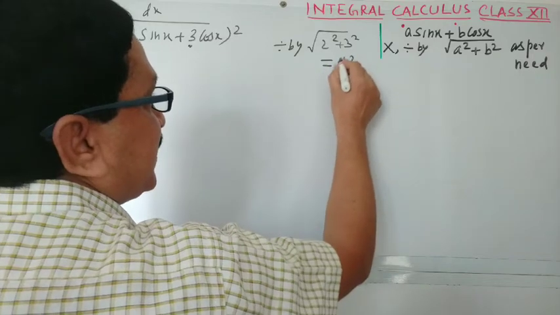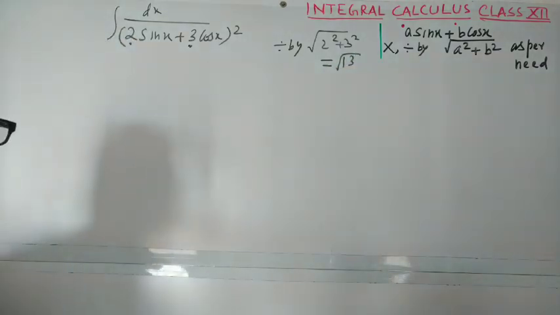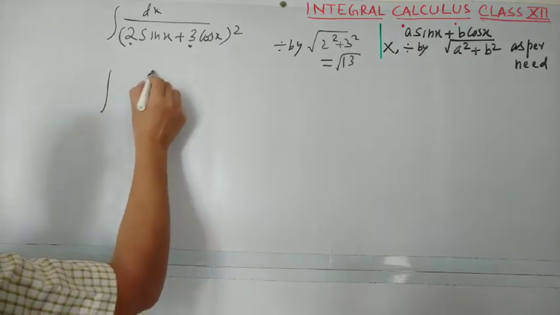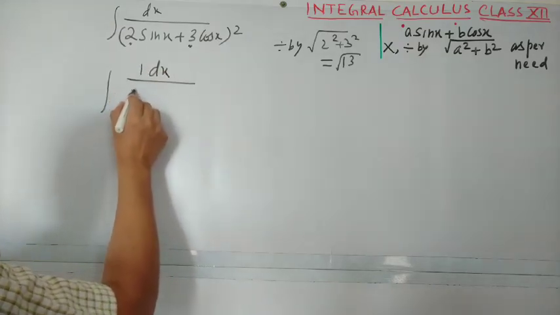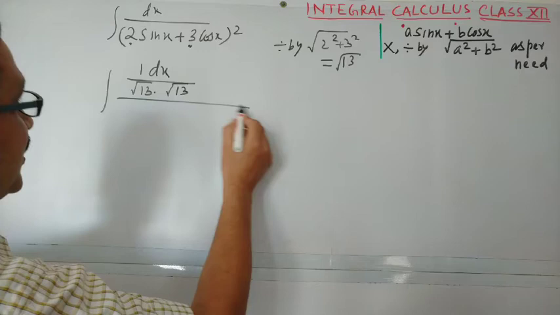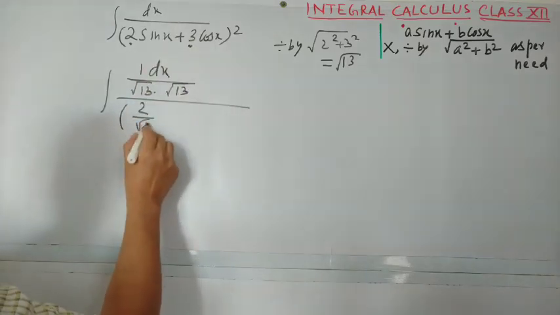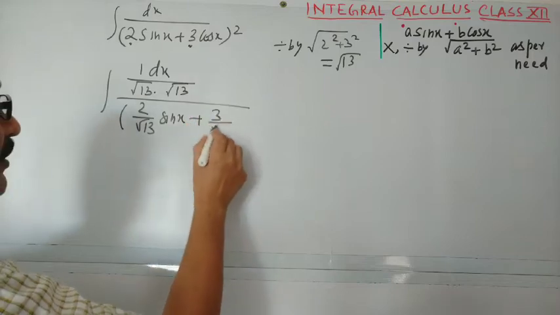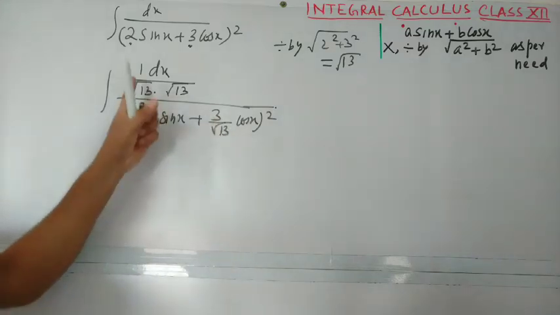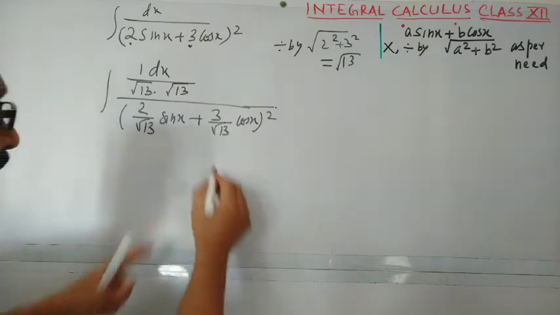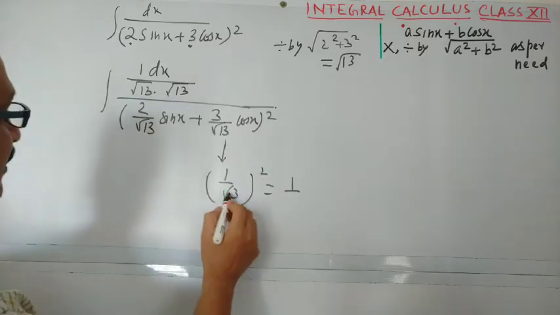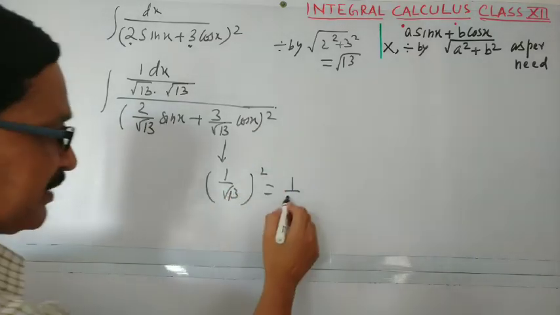This is 13, root 13, divide by root 13. So here we see dx, 1 by root 13, but here there is a square, so it will be 2 times root 13. Due to this square, 2 by root 13 sin x plus 3 by root 13 cos x. Actually, 2 is already given, 3 is already given, and 1 by root 13 in a square format. This is 13. 1 by 13 in a square format.